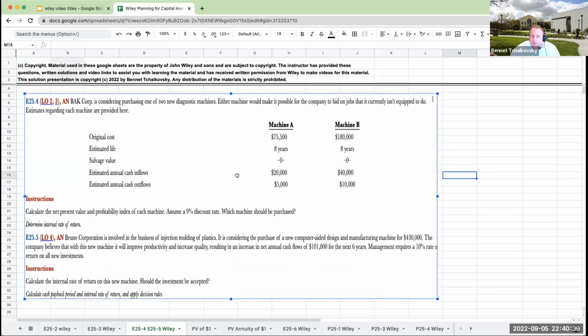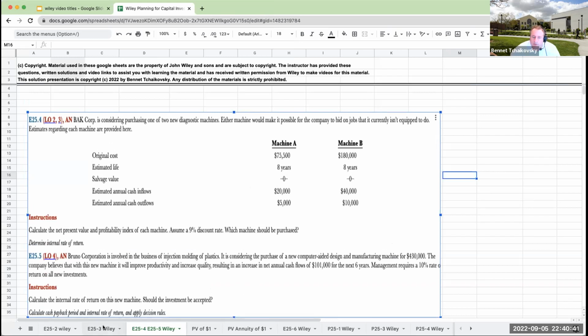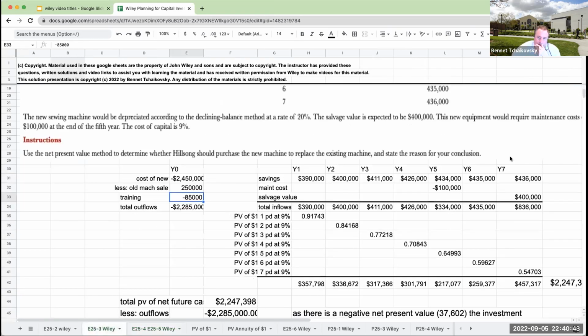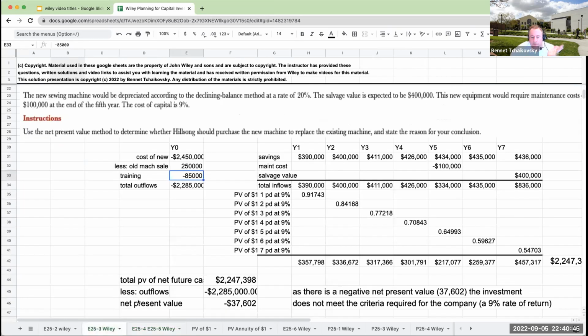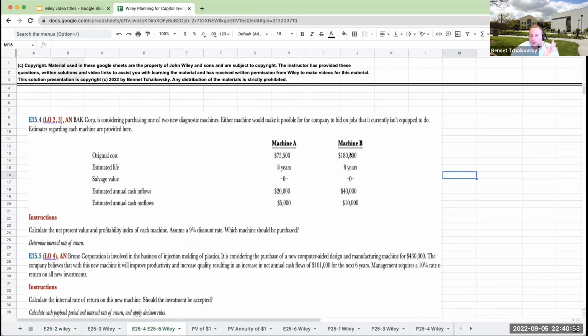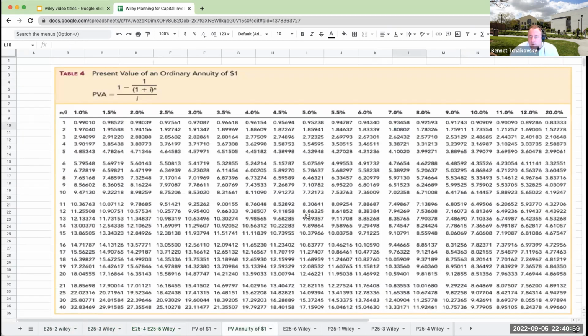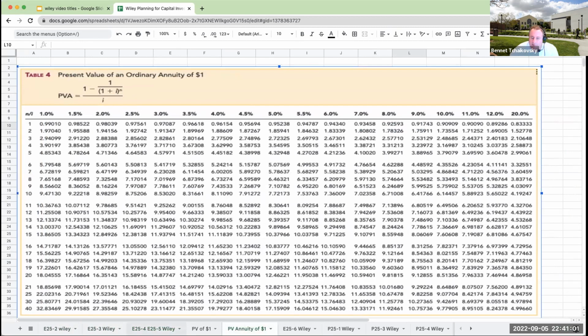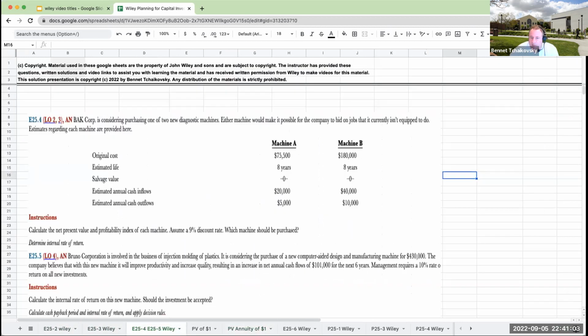For these particular ones, if you look at what we were doing before, we had to go through and do this entire crazy calculation. However, when the payments are the same every year, we can use something called the present value of an annuity of $1. And that's only going to work if the cash flows are the same every single year.